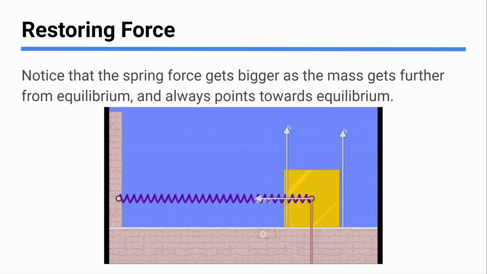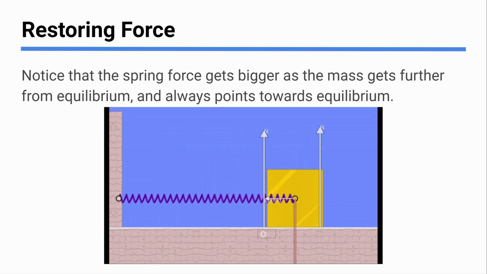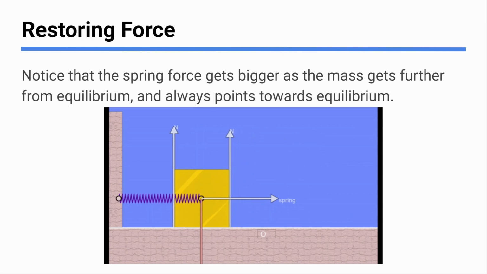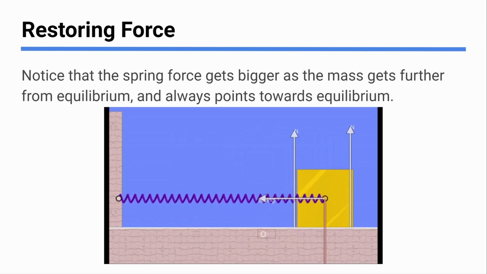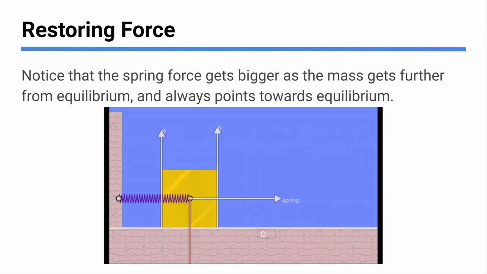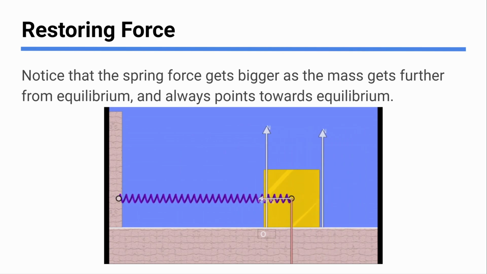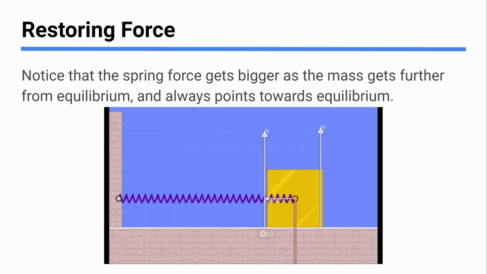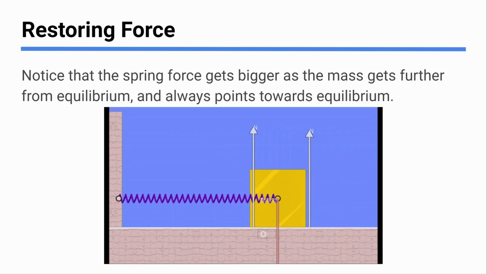Here's another little animation to show that idea. So notice the further away you get, the bigger the force is. That's the really important idea. There's a lot of back and forth motion where you're moving in some kind of periodic way. But unless the force trying to make you settle back to your equilibrium position gets bigger the further away you get from equilibrium, it's not simple harmonic motion. So it needs to be like this.